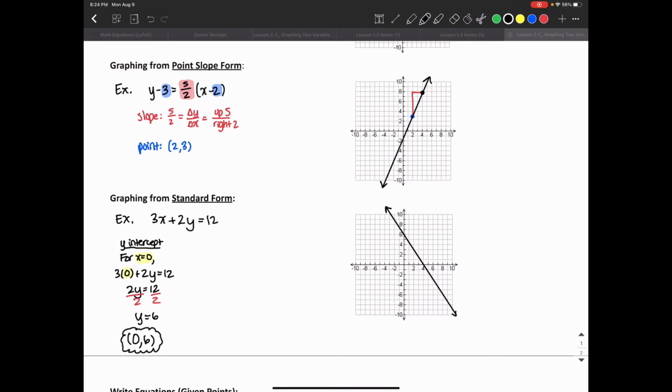Oh, I already did this. Whoopsies. Oh my gosh. Why isn't it letting me?